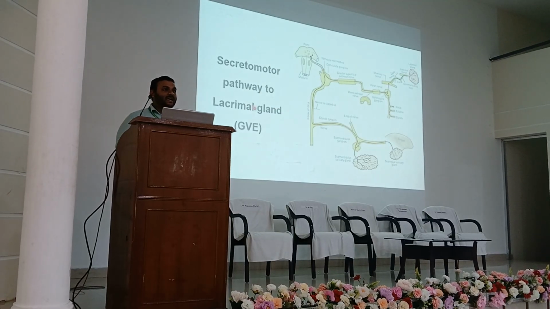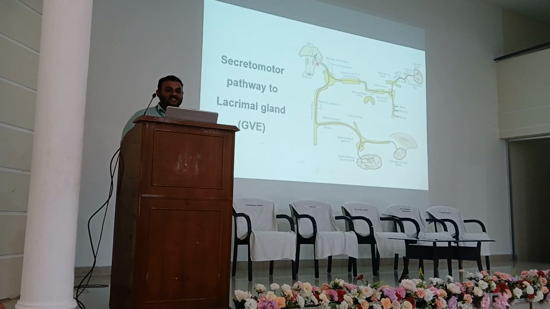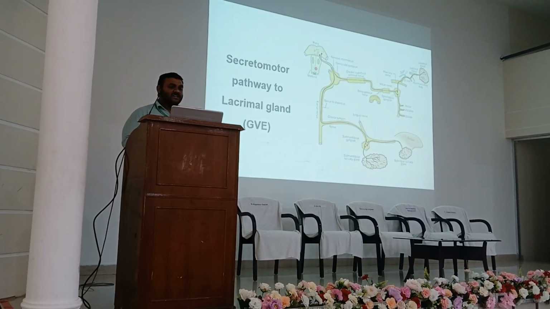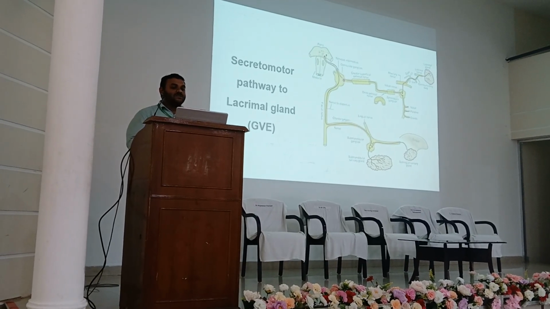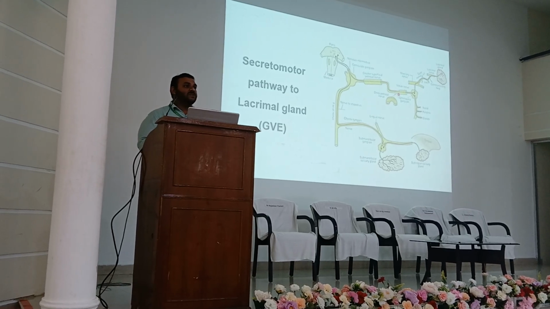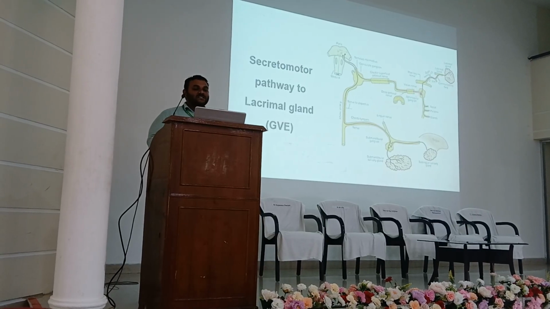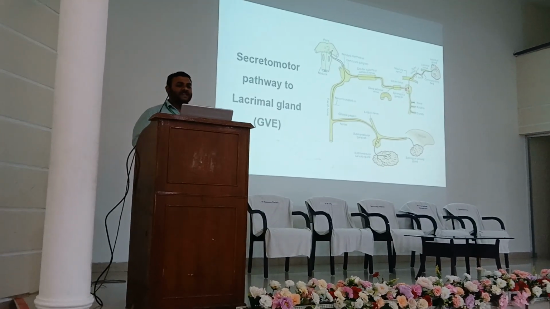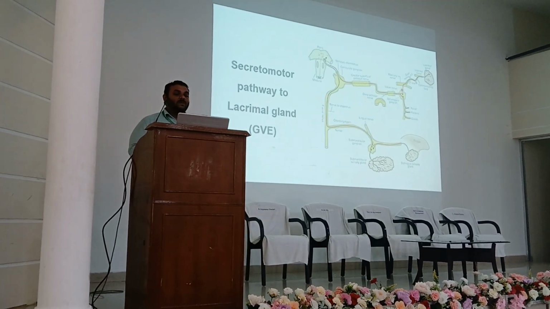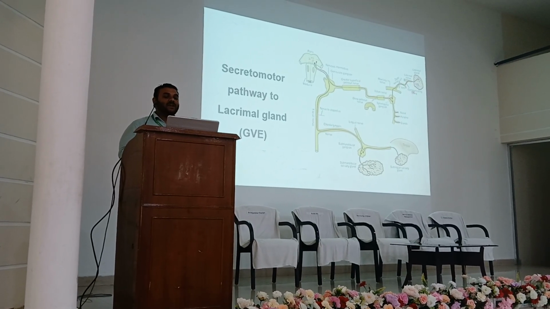Secretomotor pathway to the lacrimal gland. Its origin is from the lacrimal nucleus, and fibers go through the nervus intermedius. The preganglionic fibers travel by the geniculate ganglion to the greater petrosal nerve, and the greater petrosal nerve joins the deep petrosal nerve to form the nerve of the pterygoid canal. The preganglionic fibers enter the pterygopalatine ganglion, and postganglionic fibers go to the maxillary nerve, zygomatic nerve, and lacrimal nerve, and lead to the lacrimal gland.